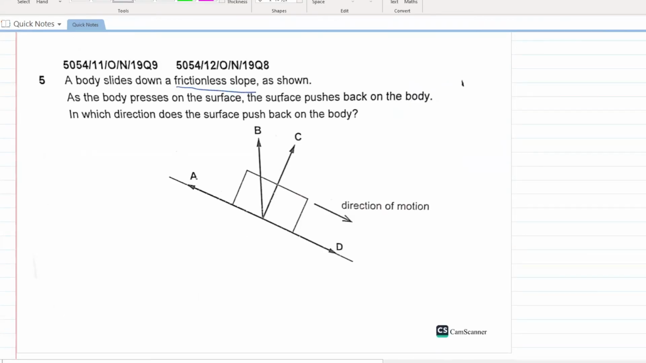A body slides down a frictionless slope. So there is no friction, as shown. As the body presses on the surface, the surface pushes back on the body. So there is a force pushing back from the surface on the body. In which direction does the surface push back on the body? This is talking about contact forces. This body pushes the surface like this. Hence, the surface pushes in an equal and opposite way, like this, upwards. C is your answer.